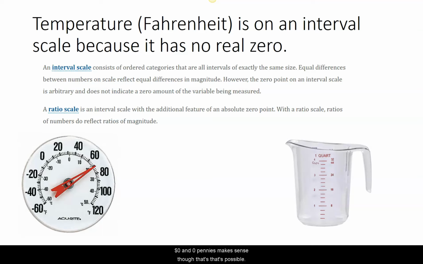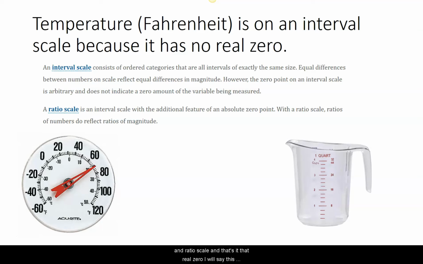$0 and 0 pennies makes sense, though that's possible. And by the same token, 0 parts of a quart, whatever the heck that might be, in some milliliters, that also makes sense. So that's what makes something on a ratio scale, is the real zero. It actually makes sense and has some real meaning to it. So there's a tiny difference between an interval and a ratio scale, and that's it, that real zero.